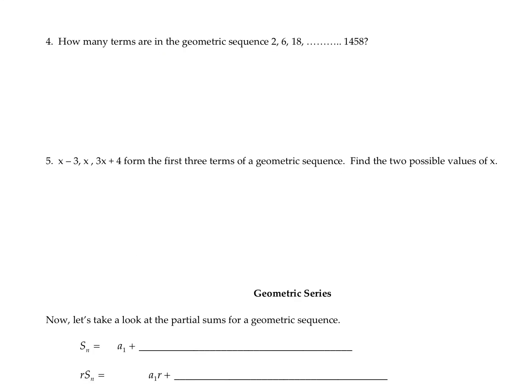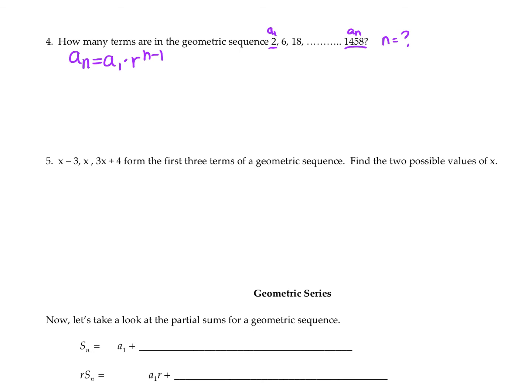All right, number 4, it says how many terms are in this geometric sequence. So let's think about what I know. I know a1 is 2. I know an is 1,458, but I don't know what n is. So I'm going to use my explicit formula. And I'm going to plug in everything I do know to solve for what n is.